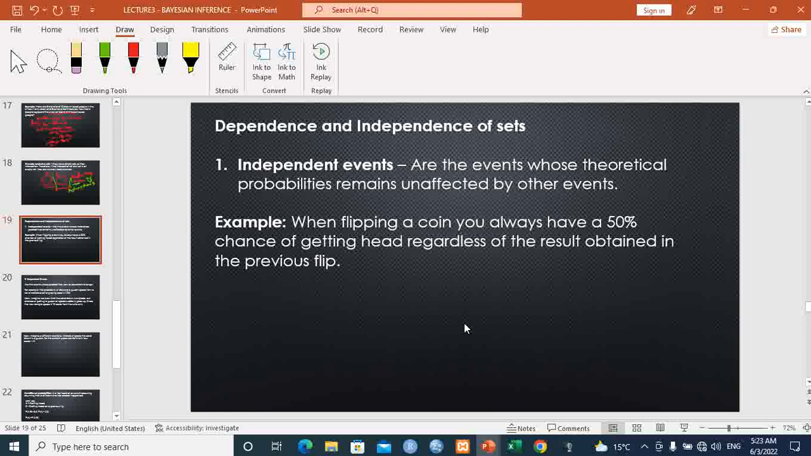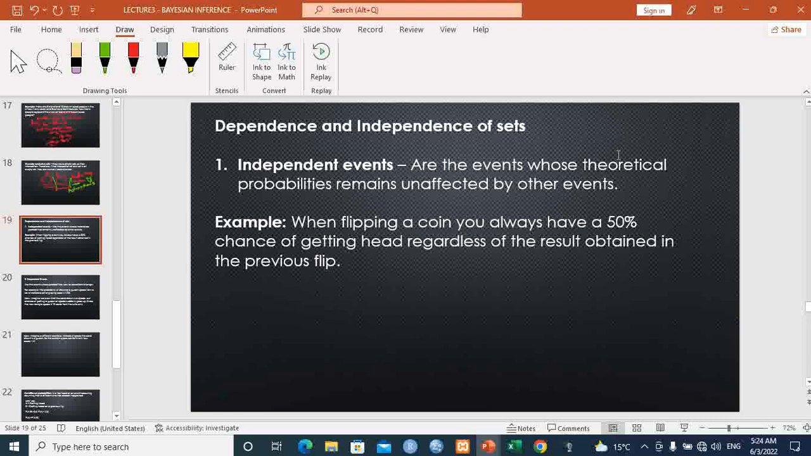An independent event is a different concept: if the theoretical probability of an event is not affected by the other event, then we say the two events are independent. For example, when flipping a coin, you always have a 50% chance of getting a head regardless of the result you obtained in a previous flip. Let's deal with this mathematically.